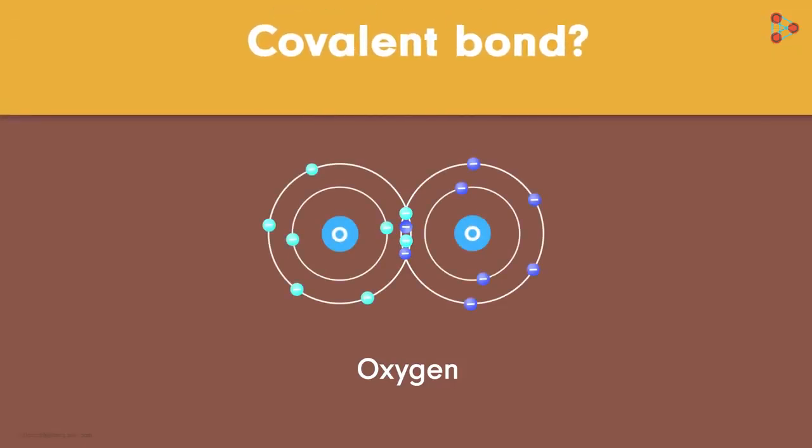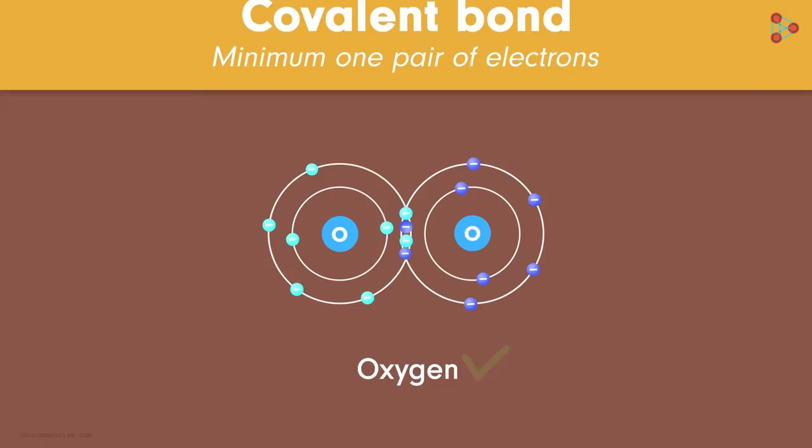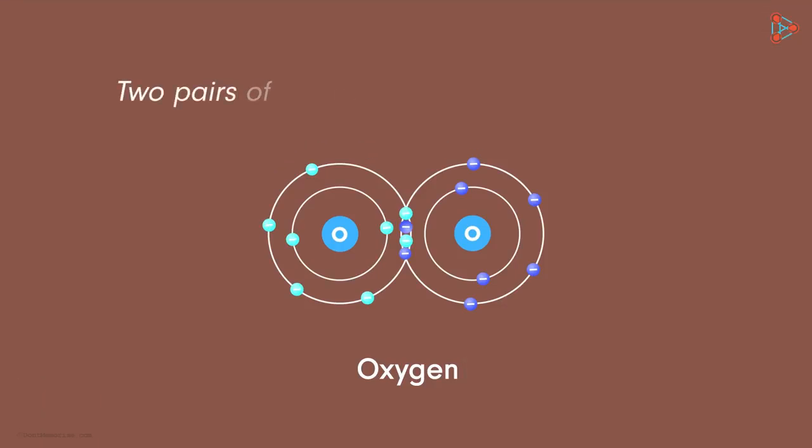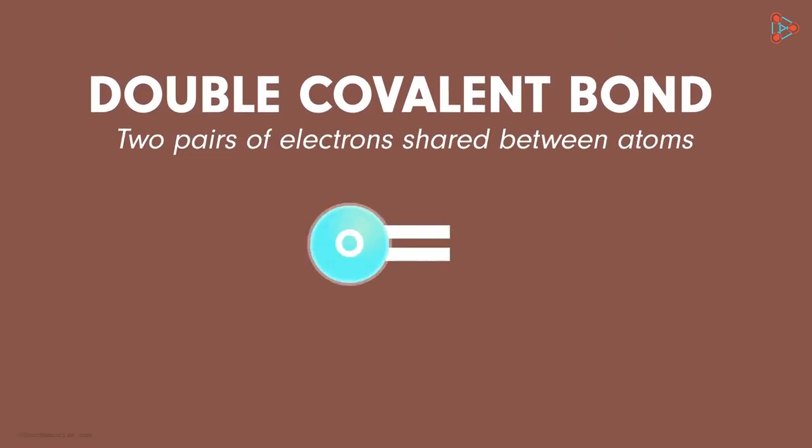So is this not an example of covalent bond? Well, it is. But covalent bond has 1 pair of electrons being shared, right? Don't forget, it is a minimum of 1 pair that's needed for formation of the covalent bond. That means this case is also an example of a covalent bond. Such a covalent bond which involves 2 pairs of electrons getting shared is called a double covalent bond. It is represented by 2 lines written between the 2 atoms. Just like this as seen in case of oxygen.